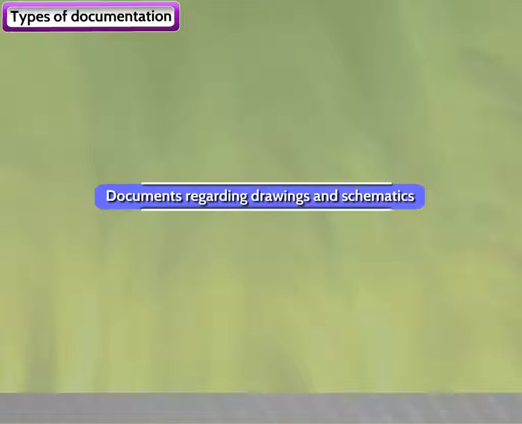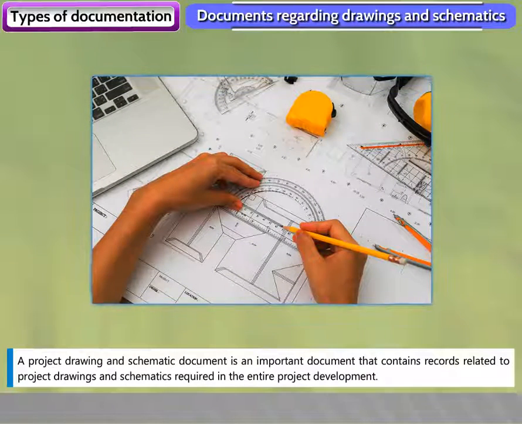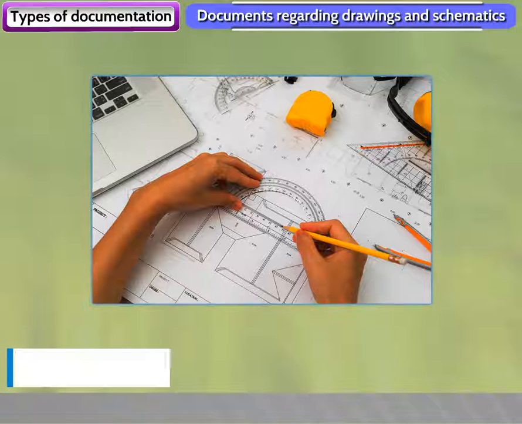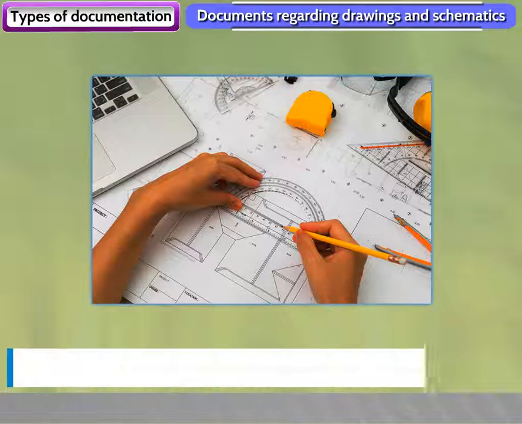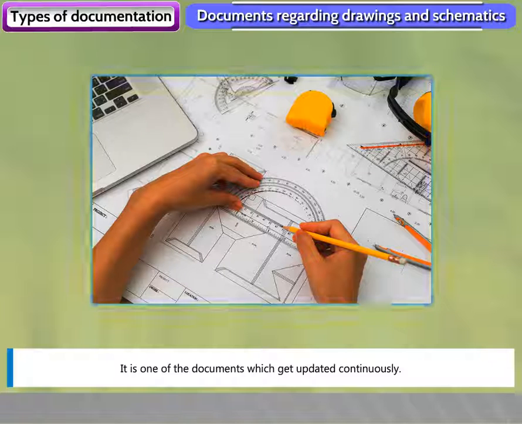Documents regarding drawings and schematics. A project drawing and schematic document is an important document that contains records related to project drawings and schematics required in the entire project development. Also, it includes the revision number and the name of the responsible authority. It is one of the documents which get updated continuously.